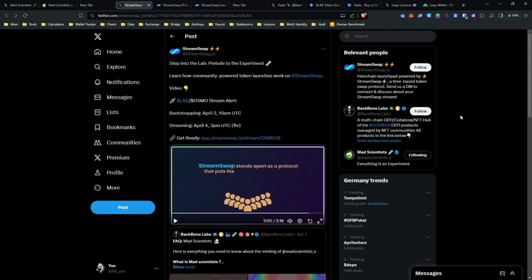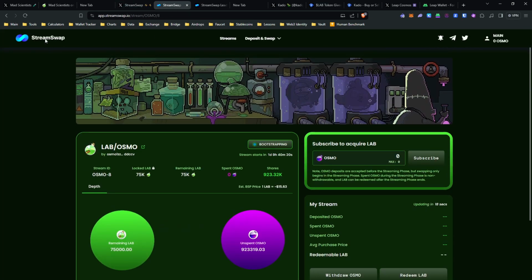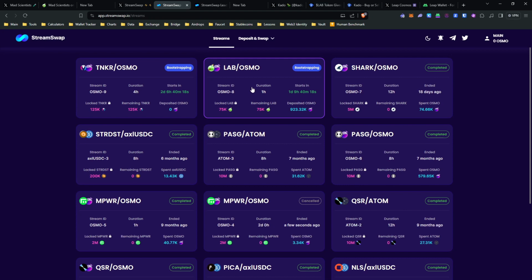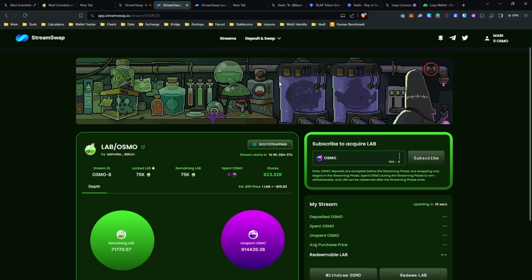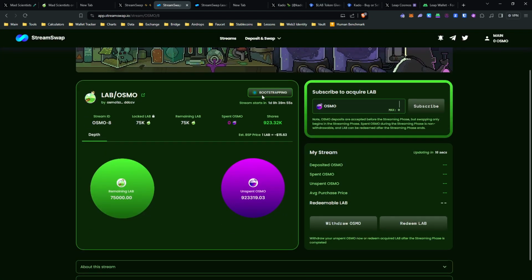So currently on StreamSwap, you can put your Osmosis tokens into their pool, into the lab Osmosis pool, which is right here. Everything is linked down below. You can already see that there is 923,000 Osmosis tokens deposited in the pool, and this is where you will be able to have a fair share of your lab tokens. How this works is we are currently in the bootstrapping phase.